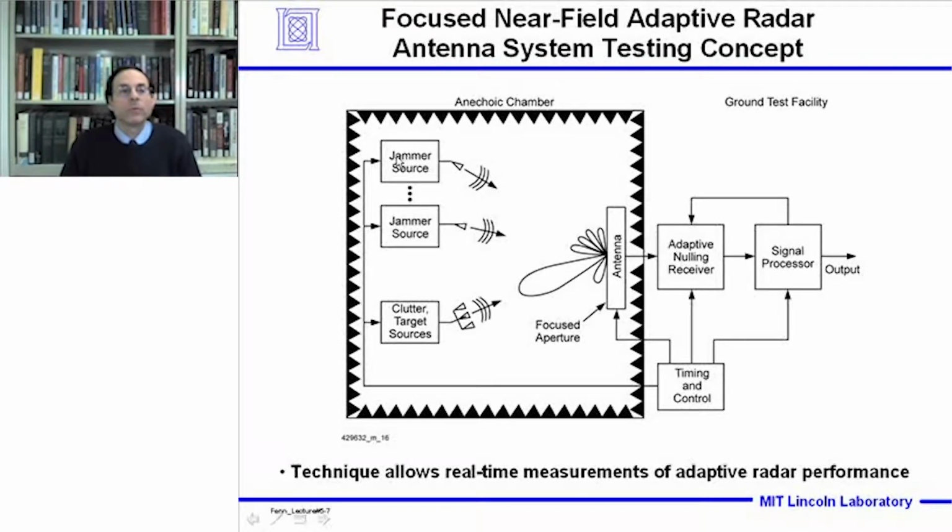We would then introduce jamming sources in the side lobes of the antenna, and then clutter and target sources in the main beam region. The signals from the receive antenna would go to an adaptive nulling receiver and signal processor, which would then control the antenna in such a way to form nulls in the direction of jamming, suppress the clutter signals, and detect the target signal.